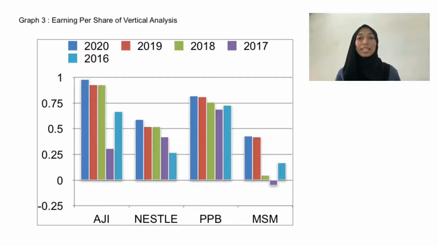MSM Malaysia's holding earnings per share decreased in the years 2016 and 2017 with the values of 70 cents and negative 5 cents respectively. 2017 was the lowest earnings per share for the company amongst the 5 years, at negative 5 cents. To conclude, Ajinomoto has the best EPS in the year 2020 compared to other companies.